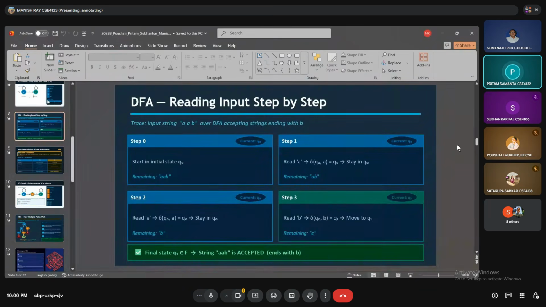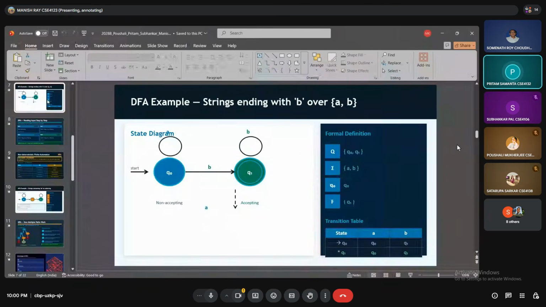Deterministic finite automata example: strings ending with b over a and b. Here Q0 is the initial state, and if the input is b, it moves to the final state Q1. If the input is a, it stays in the Q0 state.